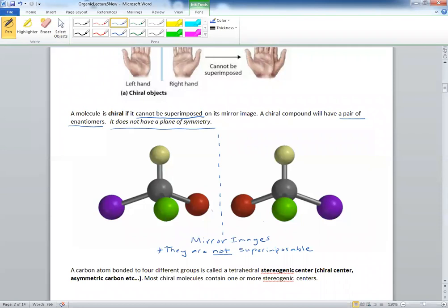And of course, these are what we call a pair of enantiomers. And of course, each is chiral. So again, chiral means mirror images that are not superimposable.